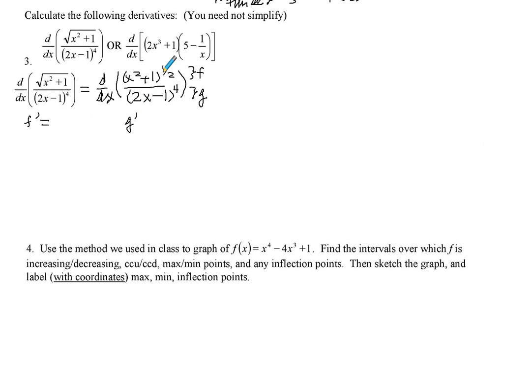So f prime, the derivative of x squared plus 1 to the 1/2 power, so 1/2 comes down. Inside function stays the same, x squared plus 1. Decrease your exponent, so 1/2 minus 1, negative 1/2. And then since it's a function to a power, times the derivative of the inside, times 2x. And then these 2's cancel, which is nice. And then our g prime, let's move this over a little.